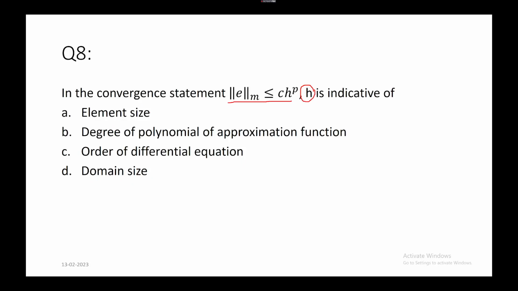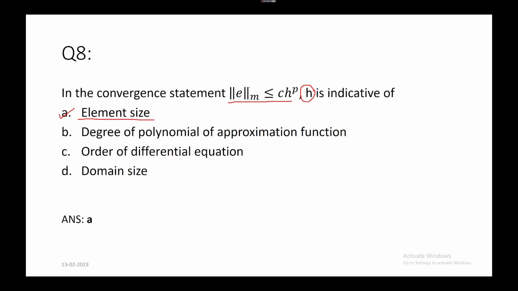Can you guess what could be the answer? Any guesses? What does h indicate? Sir, A, element size. Okay, we'll see the answer. Yes, you are right. h indicates the element size.